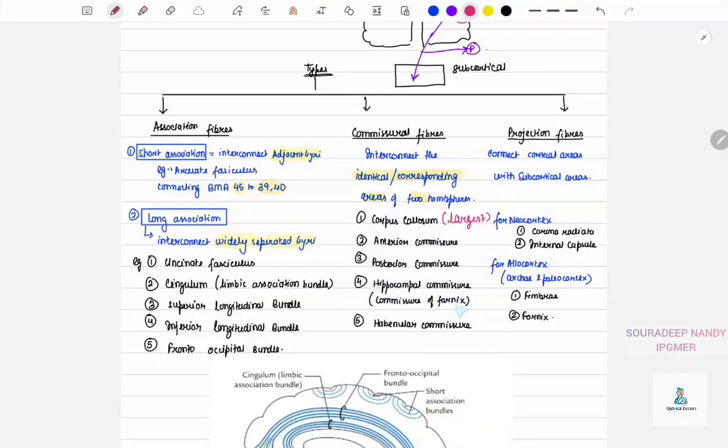Then the hippocampal commissure, it is the commissure of fornix. An individual short note on fornix can come in your exam. And then the habenular commissure. The habenular commissure will also be discussed during the third ventricle video.